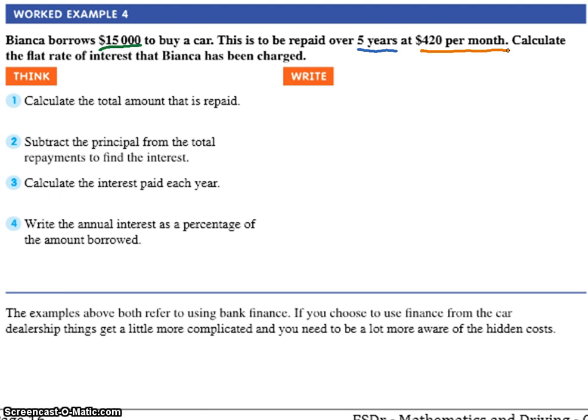We've got to work out what the interest rate is. Now remember, we do know that this formula is going to end up being I equals PRN. That's the formula that's going to help us in the end. But the thing we don't know is the R. Do we know the P? Yeah. P is the principal.